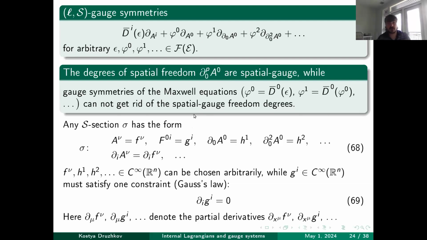So an NES section sigma has the following form. An NES section is given by some functions phi nu, gi, h1, h2, etc. And vice versa, these functions also determine a unique S section in this way. Functions f nu, h1, etc. can be chosen arbitrarily, while our functions ji must satisfy the Gauss law, one constraint. This constraint is nothing but the Gauss law.